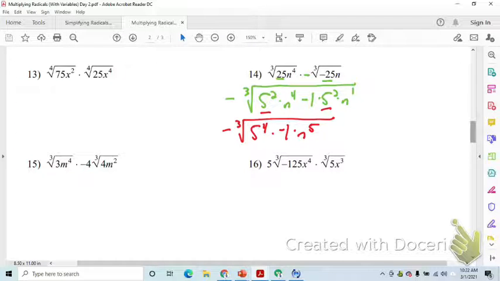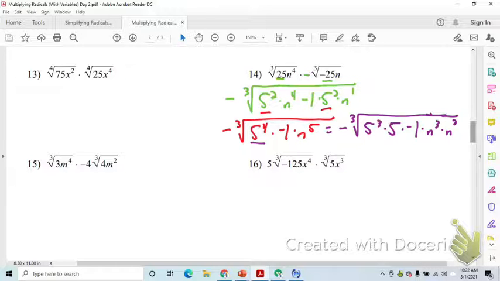Okay, now I'm going to break that one down again. I know it's monotonous, I know it's boring, but that's what we have to do. So there's negative out in front. I have a third root. Now, that 5 to the fourth is going to break down to 5 to the third times 5. The negative 1 is going to stay. The n to the fifth is going to change into n to the third times n squared.